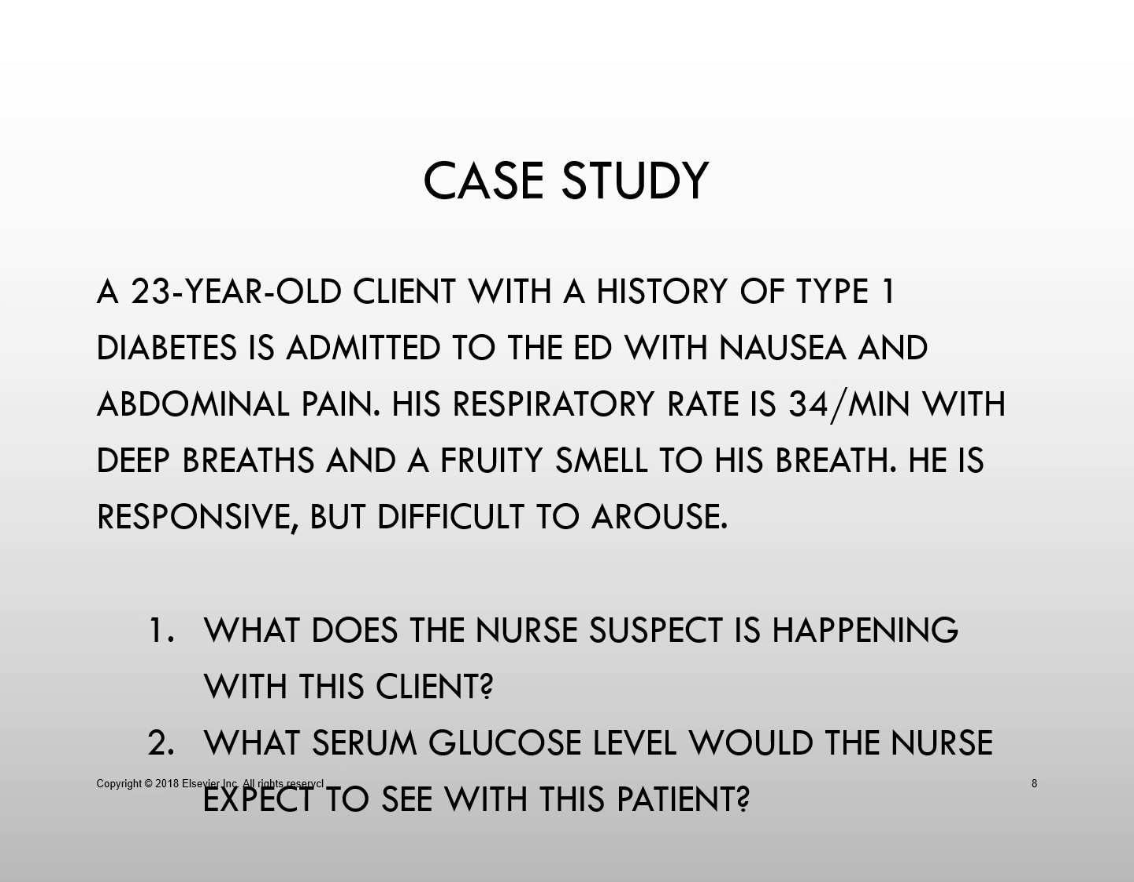So now we have a 23-year-old client with a history of type 1 diabetes who is admitted to the emergency department with nausea and abdominal pain. His respiratory rate is 34 breaths per minute with deep breaths and a fruity smell to the breath. He's responsive but difficult to arouse. What does the nurse suspect is happening with this client? This is DKA. What serum glucose level would the nurse expect to see with this client? It's going to be over 300 milligrams per deciliter.